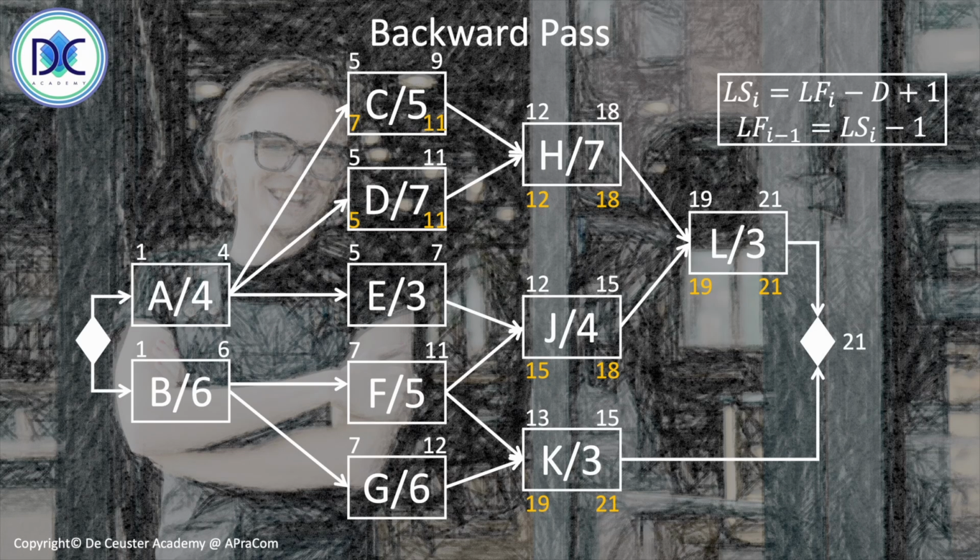We do the same for activity E. Its successor is J, so we have 15 minus 1 is 14. We find the late start is equal to 12.